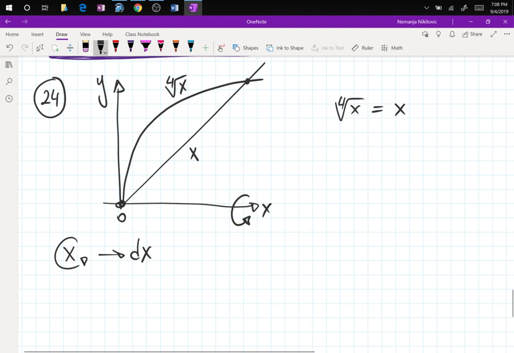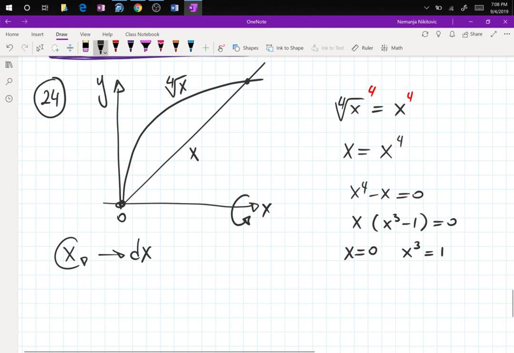But we can also calculate that. If I raise both of these to the 4th power, I will eliminate the 4th root. This is your intermediate algebra now, solving the equation. So now you have x equals x to the 4th. The way you solve this is you subtract x, so x to the 4th minus x equals 0. Factor out x for x times x cubed minus 1 equal to 0, from where x is equal to 0, or x cubed is equal to 1, and when you cube root both sides, you get x equals 1.